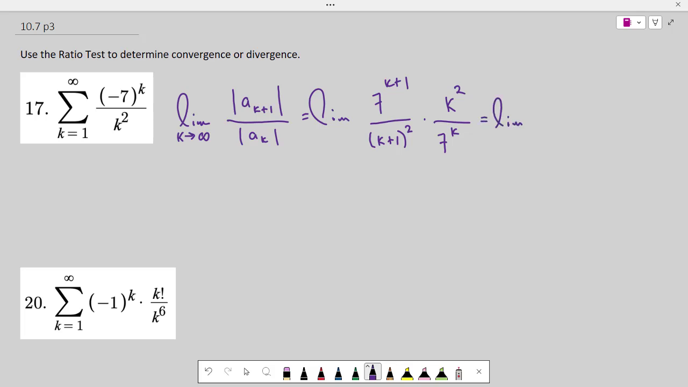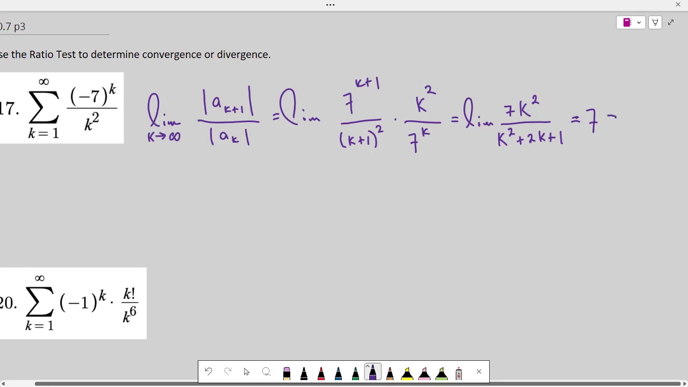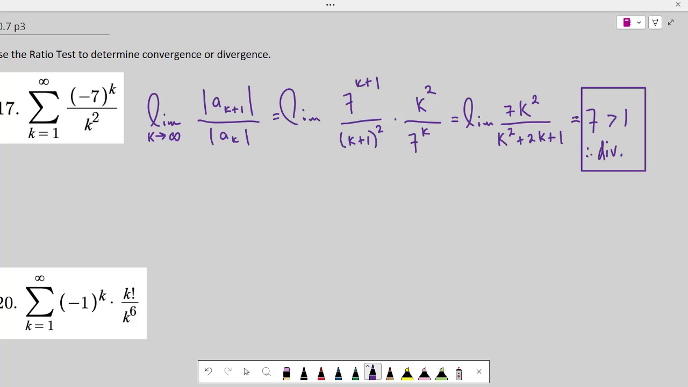How many 7s and where? 1 in the top. So we're going to have 7k squared over, if we FOIL this out, what do we get for our limit? 7. And this is bigger than 1, therefore diverge. So geometric series says bigger than 1 diverge, less than 1 converge, 1 is inconclusive.